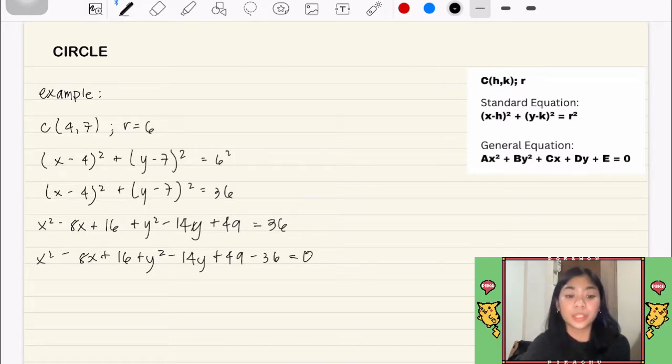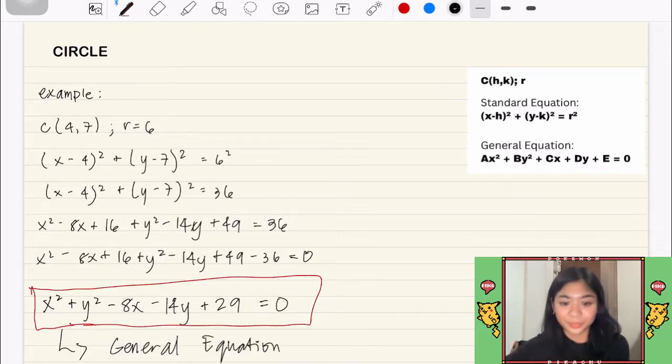Lastly, we will be arranging the order of the equation and combining like terms, making it x squared plus y squared minus 8x minus 14y plus 29 equals 0. And it will be your general equation.